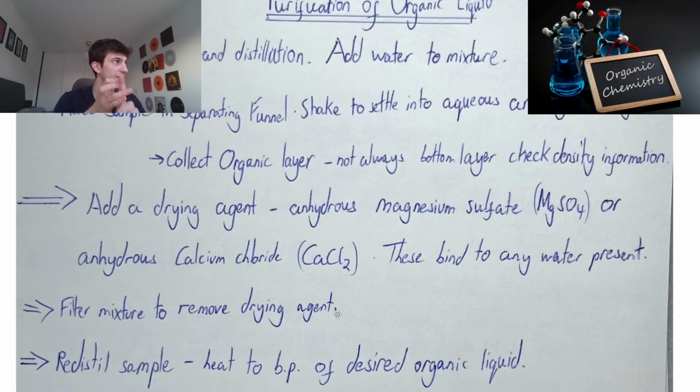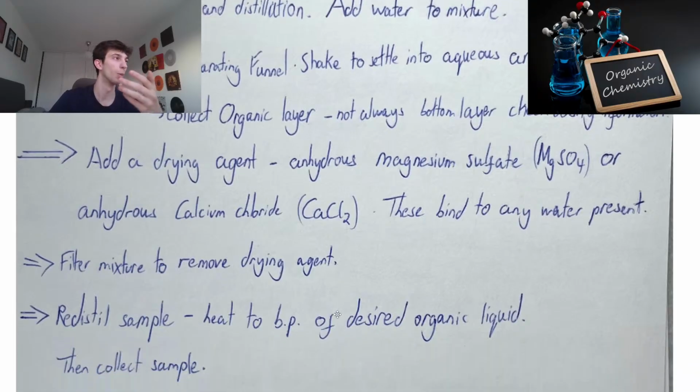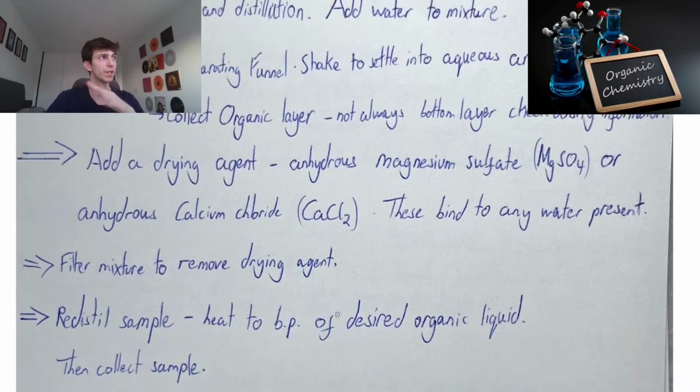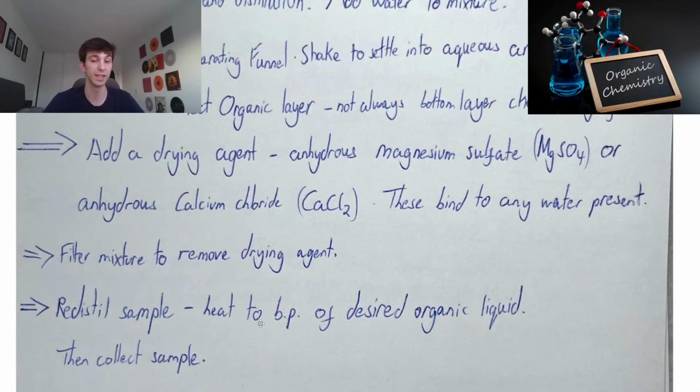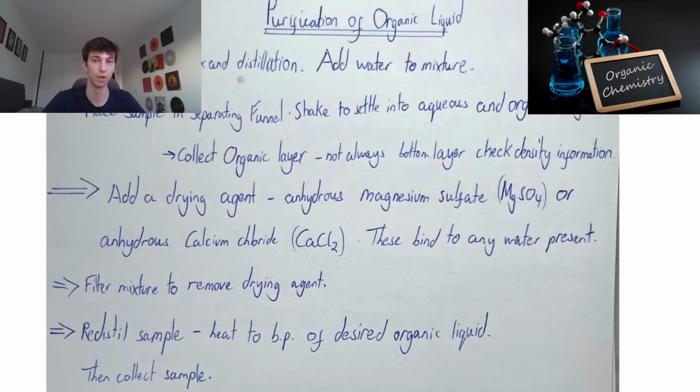Separating funnel, shake to settle into layers, collect the specific layer that you want, filter it, remove the drying agent, and then normally you don't have to, I've seen different things in different mark schemes, you redistill the sample to further purify it. So we heat to that specific boiling point and get your desired organic liquid. Then collect the sample. These are the very key points, guys, when purifying an organic liquid.